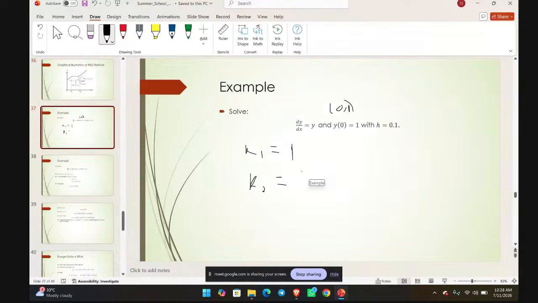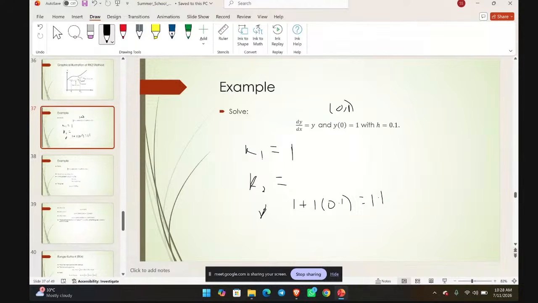So first let us see which point we will reach. With step size 0.1, the point we will reach is x1 equals x0 plus, y1 means y naught, which is 1 plus 1 into 0.1. This is the Euler's method, right? To reach the next point. This is equal to 1.1.